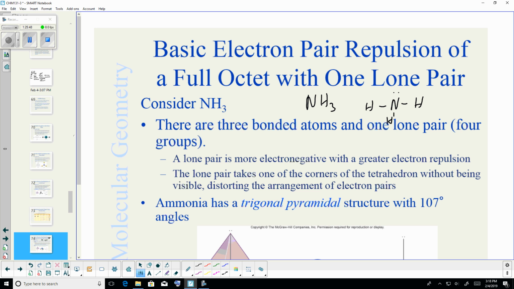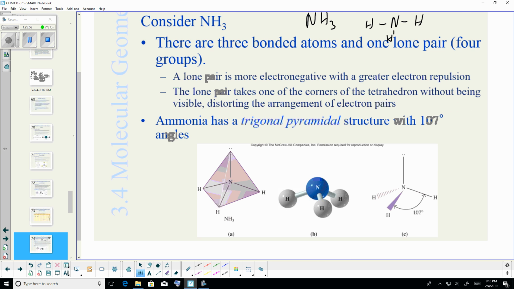So the electron arrangement is tetrahedral. But you have 1 lone pair. See, this is how the electron arrangement is. At the top, it's tetrahedral. At the top of the pyramid there, you have the electron pair. So all you see is this, which is trigonal pyramidal.